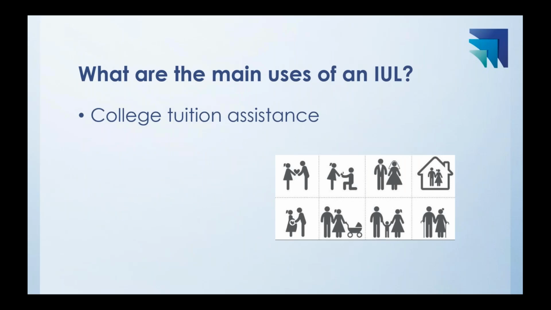So some of the main uses are college tuition assistance. If you put this plan, whether it's on an adult or on a child, and it grows cash value, and that adult has a child that is now in their college age, they can use that cash value in there to help pay for college tuition or just the normal expenses that come up during their college years.